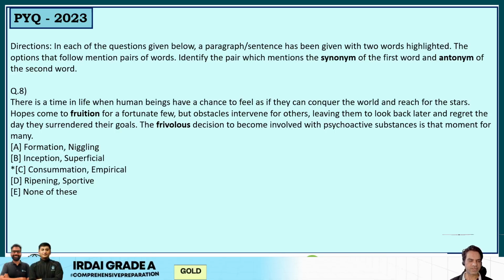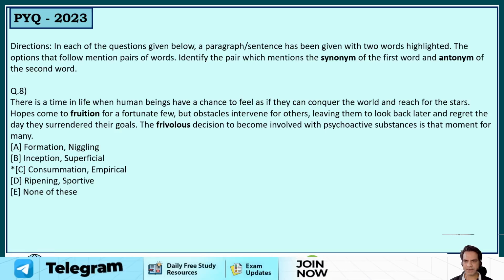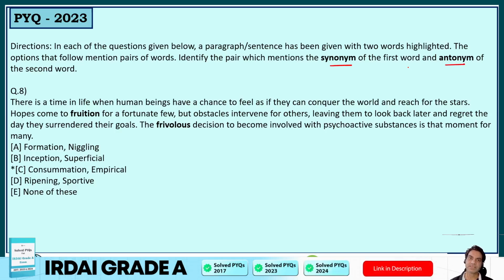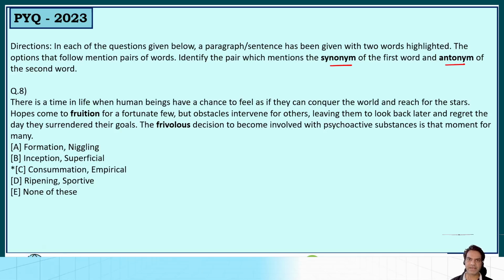All right, guys, let's move to the next set of questions. Now, what do we need to do? We are given a sentence or a paragraph with two highlighted words. The options that follow mention pairs of words. Identify the pair which mentions synonym of the first word and antonym of the second word. So we have to find synonym of the first bold word and the antonym of the second bold word.